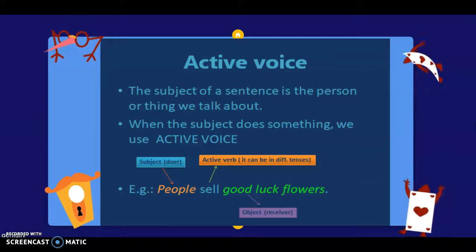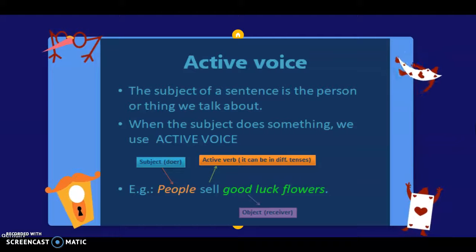For example, here we have the sentence, people sell good luck flowers. So first of all, we need to identify what is the verb in the sentence. The verb in the sentence is sell. Okay, so who is selling the good luck flowers? That is our subject. That is the doer. Okay, that is the person in this case that performs the action of the verb.